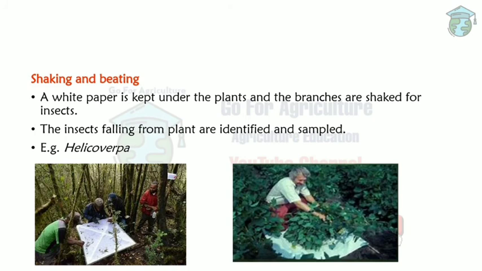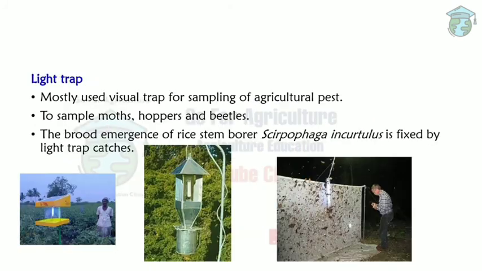Next is the light trap. This is the most used visual trap for sampling agricultural pests. It is used to sample moths, hoppers and beetles, and to collect the rice stem borer, that is Scirpophaga incertulas. This Scirpophaga affects the rice at its brood emergence. This pest is collected by using a light trap.